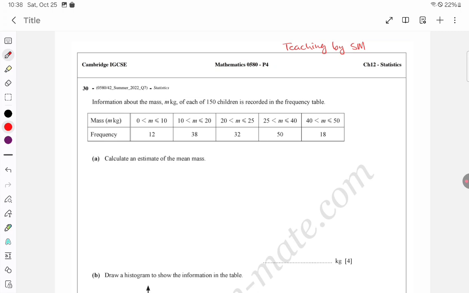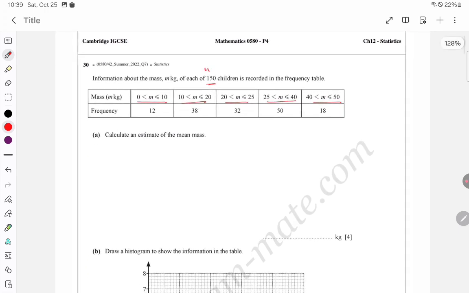In question 30, information about the mass in kg of each of 150 children is recorded in the frequency table. This is our total, which we can say is n, the total frequency given, and the mass ranges are also given. Now calculate an estimate of the mean mass. So we have to calculate the mean, which is x.